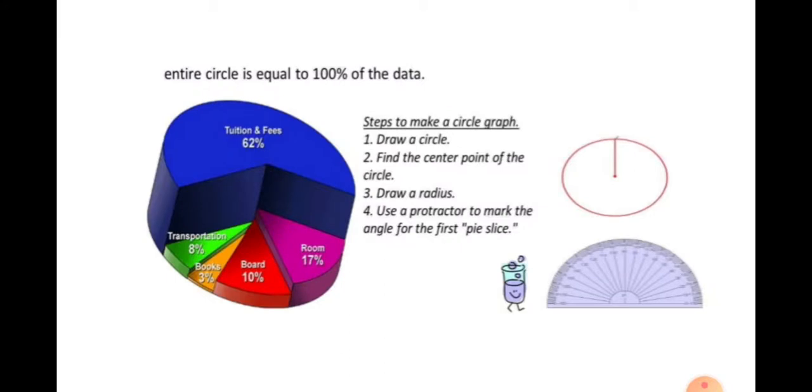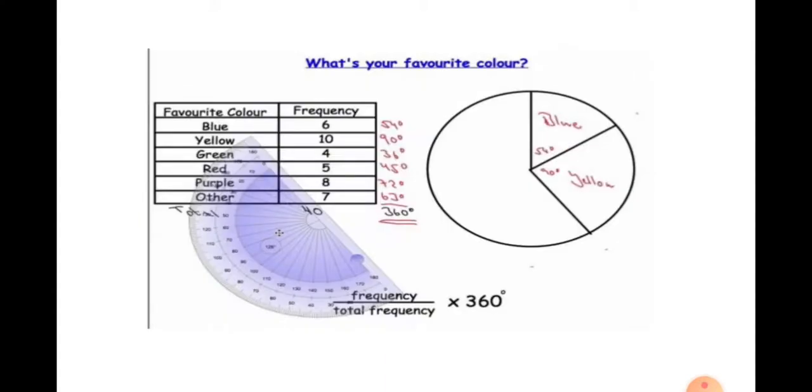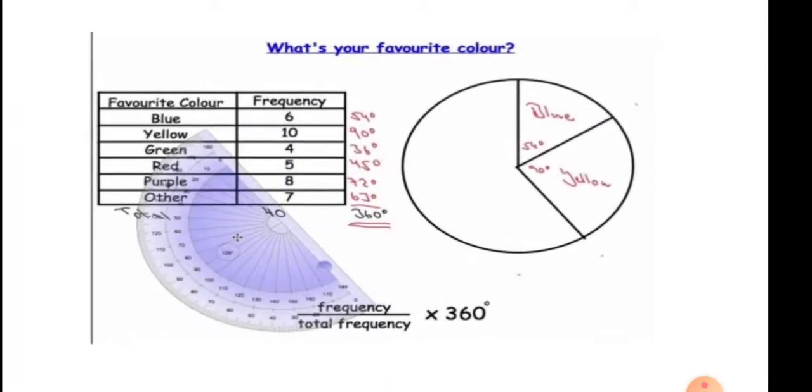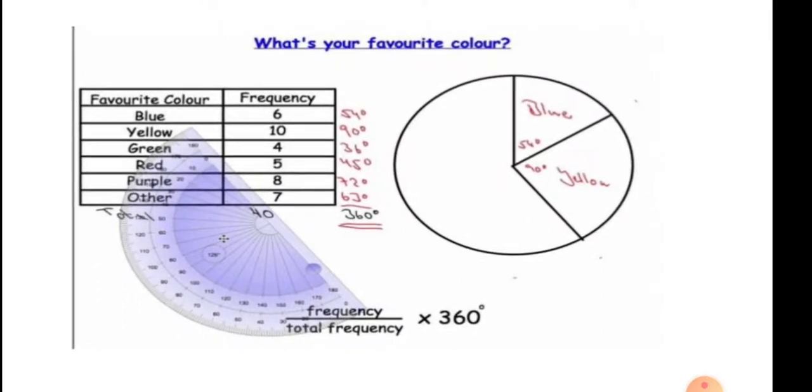Steps to make a circle. First, draw a circle of any radius. Find the center point of the circle. Draw a radius. Use a protractor to mark angles for the first pie slice. Now, this is very much clear. What is your favorite color? Blue, frequency is 6, yellow 10, and correspondingly we will have sum total as 40.